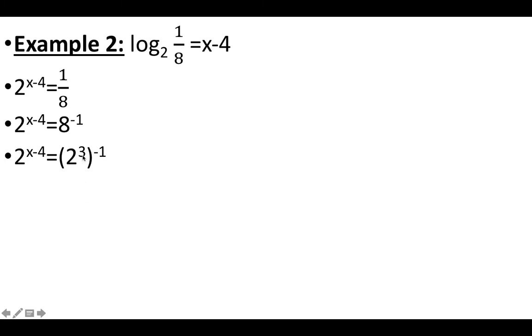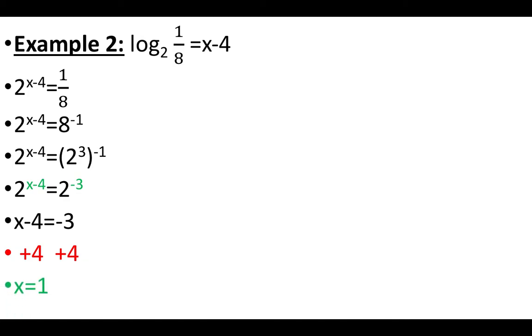The next step is we're going to do 3 times -1. There we go. So once we multiply these, we have the same bases. Now we can take the exponents and set them equal to each other. Now we just solve for x. So all I'm going to do is add 4 to both sides to get x equals +1.